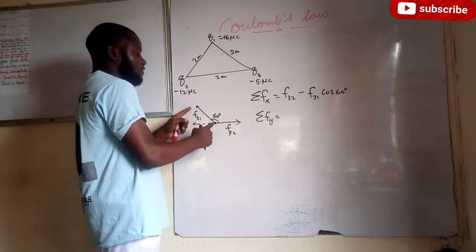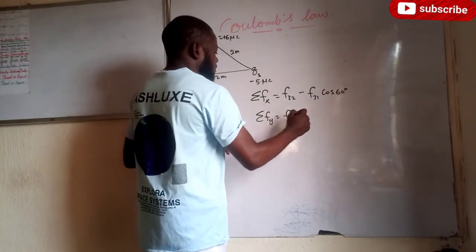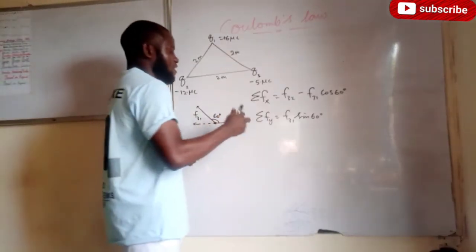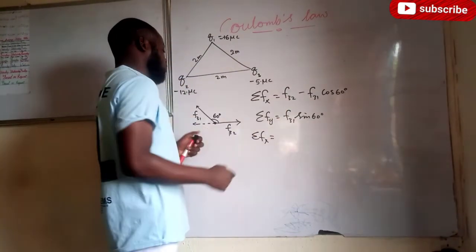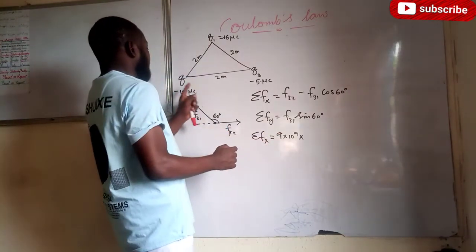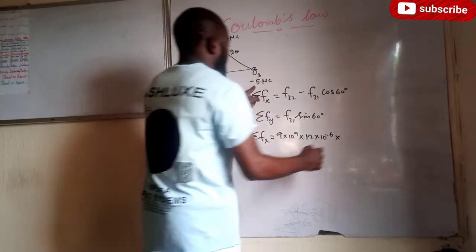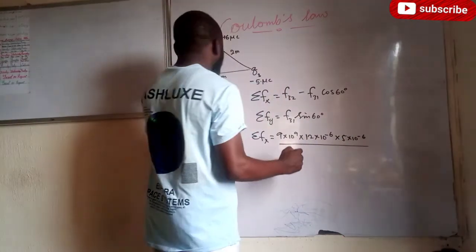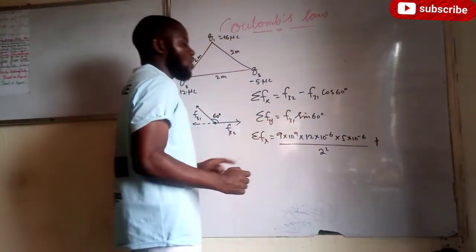Thus, the only vertical forces that we have is that of this. So it's going to be F31 sine of 60 degrees. Are we together now? Cool. So we can just see the summation of the horizontal forces. F32 is going to become 9 times 10 to the power of 9 multiplied by 12 times 10 to the power of minus 6, then multiplied by 5 times 10 to the power of minus 6, divided by this distance between them, which is 2 squared, plus F31.